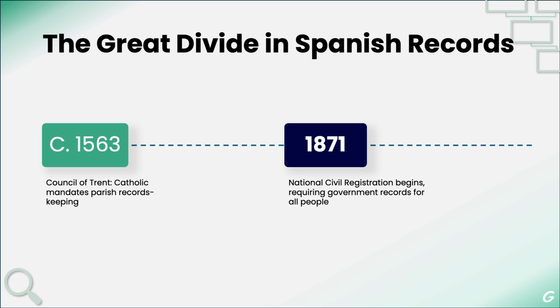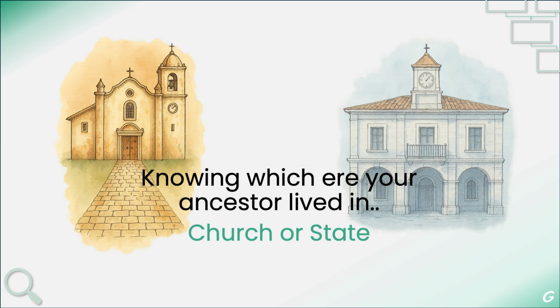So basically, before '71, you're looking for church records. After '71, you're looking for government records. It's like a compass for your research. It tells you exactly which way to point. And look, this isn't just some boring history lesson. This is genuinely your most powerful research tool. Knowing which era your ancestor lived in, church or state, tells you exactly what type of record you need to be looking for first. It's going to save you so much time and stop you from barking up the wrong tree, searching in archives that won't have what you need.